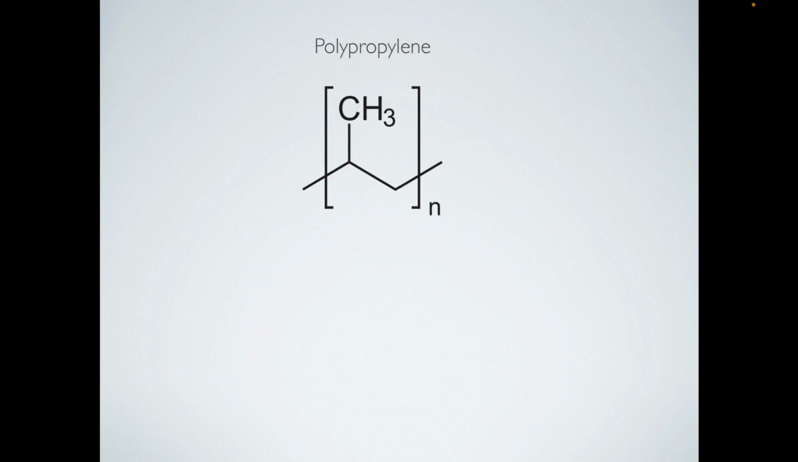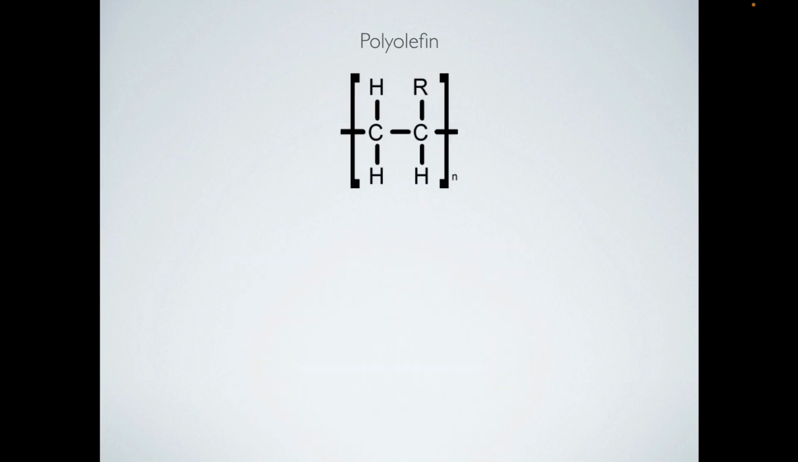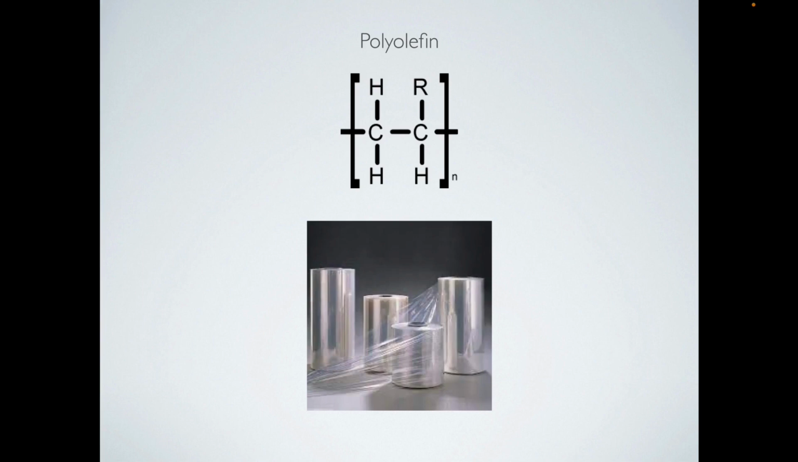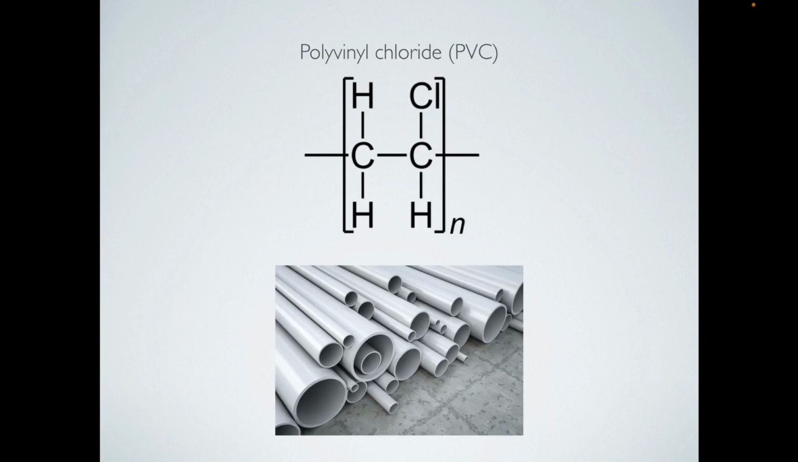Polypropylene, which is a polymerization of propylene monomer, used almost everywhere, like bottles and caps, the plastic we all see everywhere in our daily life. Polyolefin, a polymer with general structure of CH2CHR, where R is an alkyl group, mainly used in plastic wrapping or shrink films. Polyvinyl chloride or PVC, this is very common in pipes, PVC pipes.